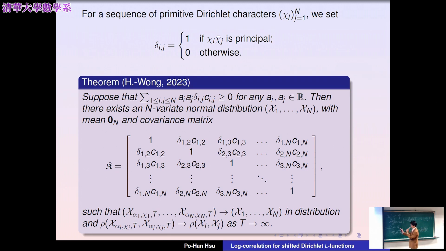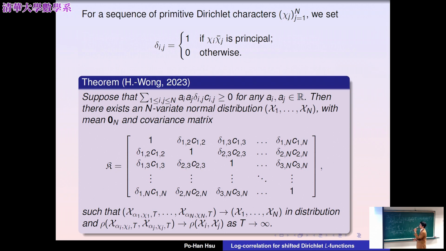So now with the Dirichlet L-function being introduced, we can introduce the main theorem of this project. It is pretty complicated because now we have one more parameter. It captures whether your Dirichlet characters are different or not. We set this delta ij to be 1 if their product is a principal character, 0 otherwise.